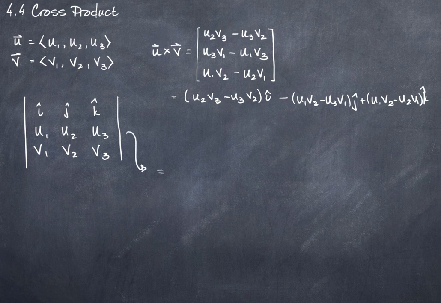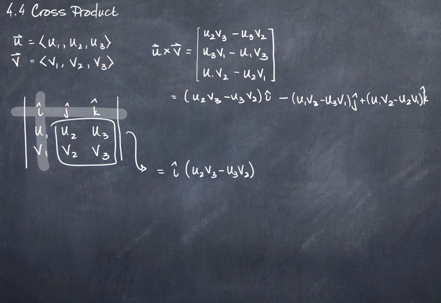starting with row 1, column 1, because I've chosen this row to do my cofactor expansions, I'm going to have I hat times the determinant of this submatrix, which is u2 v3 minus u3 v2. And hopefully you'll be able to see that that very closely matches this. I have my coefficient in front here, whereas behind it's here, but that's just a matter of commutativity. So I've done my first term. Let's do my second term.